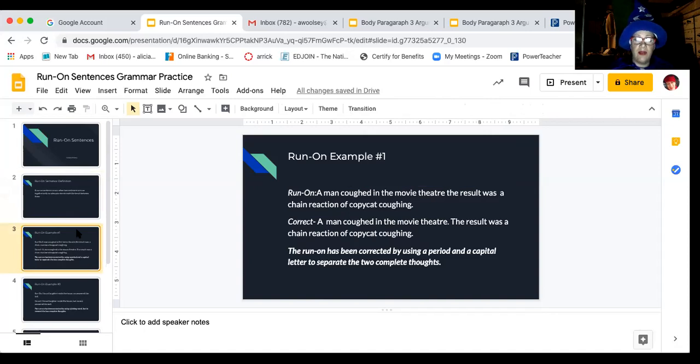A man coughed in the movie theater. The result was a chain reaction of copycat coughing. That is incorrect. That's a run-on sentence. Let's look how it was fixed.